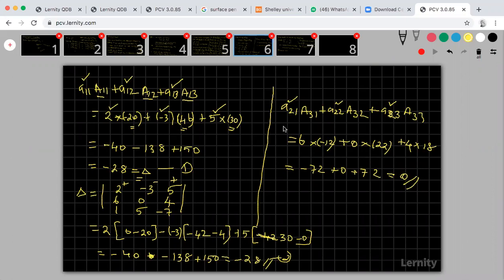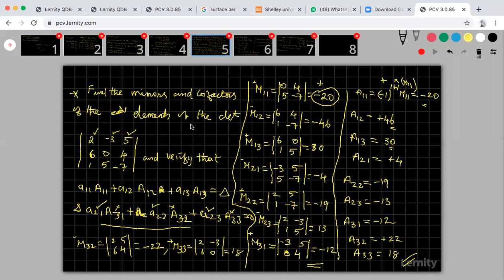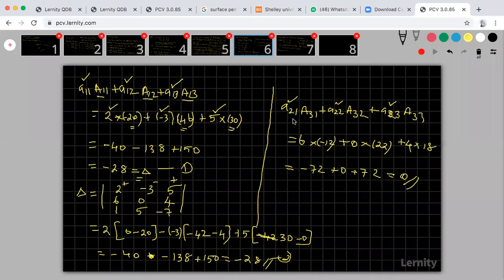Are you okay? Look at that. This is A21, A22, A23. Look at that. This is your A21, A22, A23. Okay, A21 is 6, A22 is 0, A23 is 4. Okay, now come to A31, A32, A33.